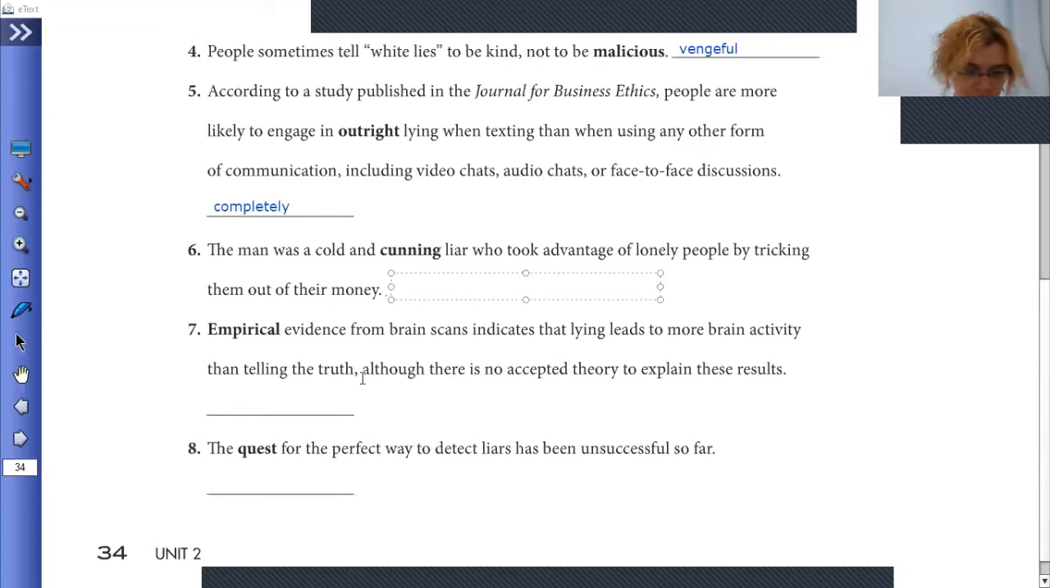The man was a cold and cunning liar who took advantage of lonely people by tricking them out of their money. Scamming? Yeah, scheming. Yeah, very scheming. Good. Scheming could also be clever, but clever in a very bad way though. It's cunning. You're a cunning liar. You're actually kind of a smart liar, but that's not good to be smart in lying. It's the wrong thing to be good at.